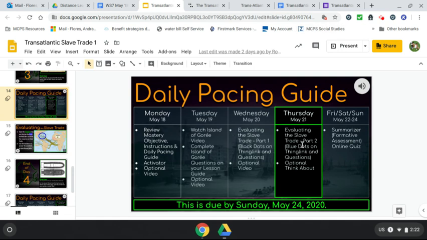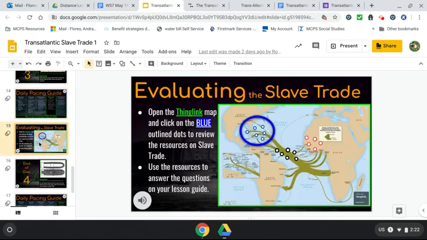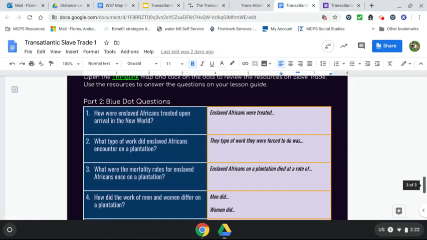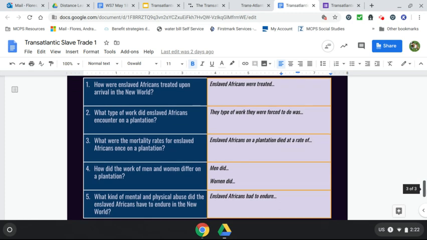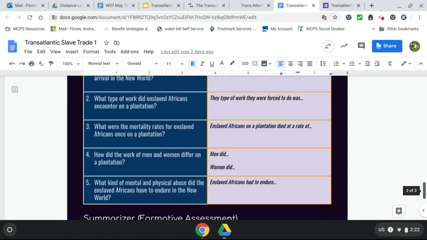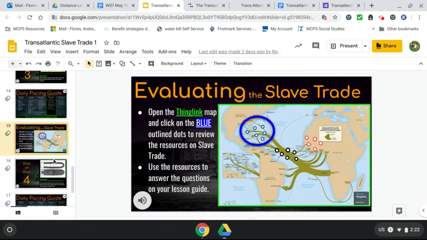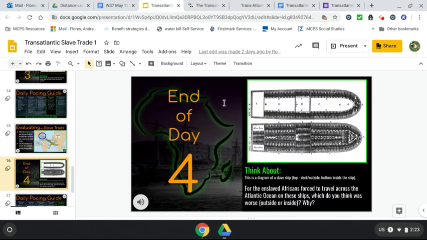Thursday, you're going to be looking at the blue dots on the Thinglink map. So you'll be looking at these blue dots here. And again, on your guide, there are questions for you to answer based on the information within the Thinglink. And that is it for day 4, Thursday.